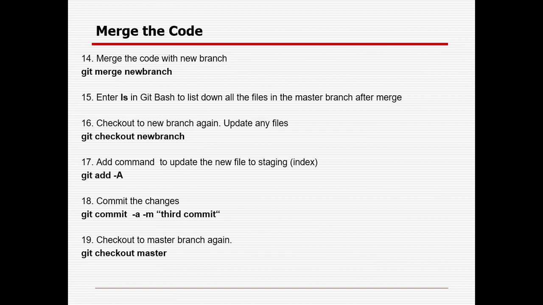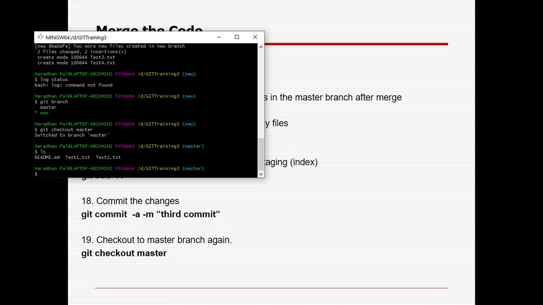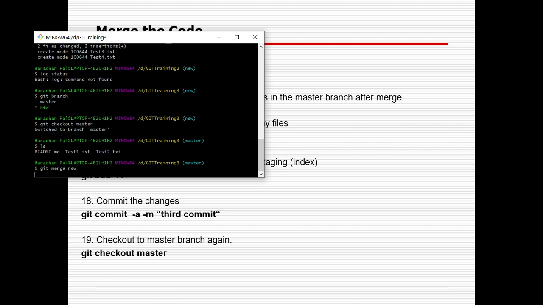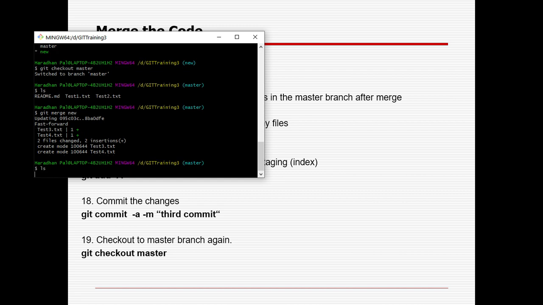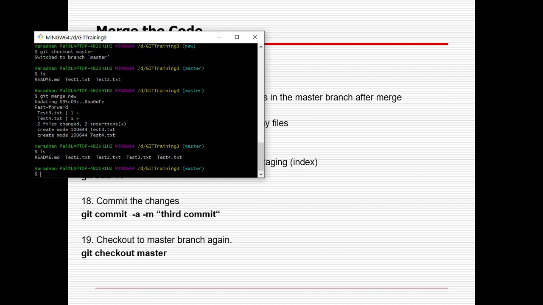Now I want to merge the code of the new branch into the master branch. So I will be using git merge and the new branch name. Now it will be merged. You can see those 2 files added in the master branch as well. Now if you check with ls, you can see all 5 files are there. So that's how I can merge with any branch.